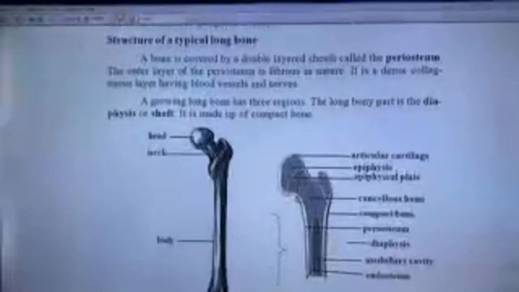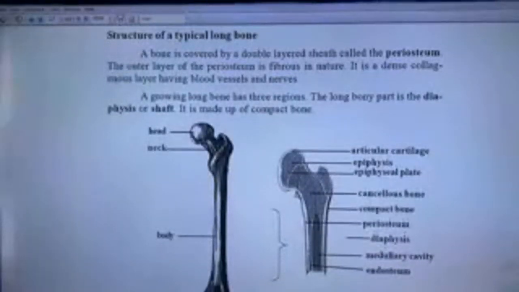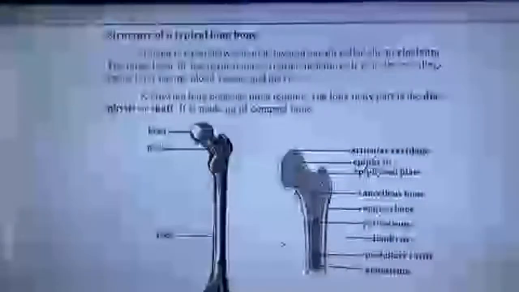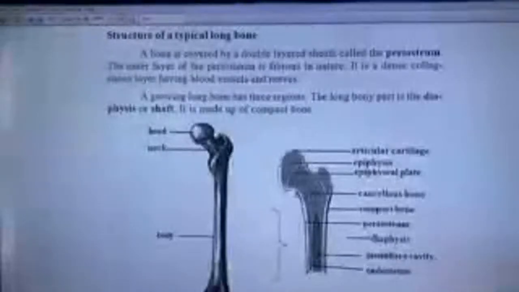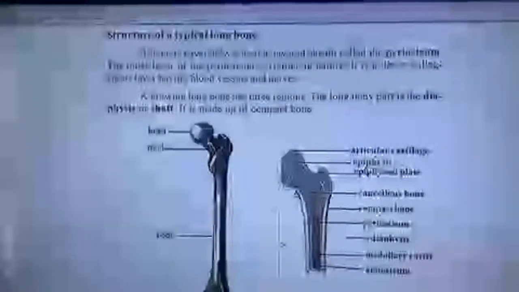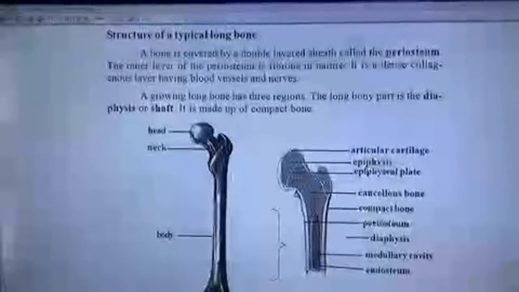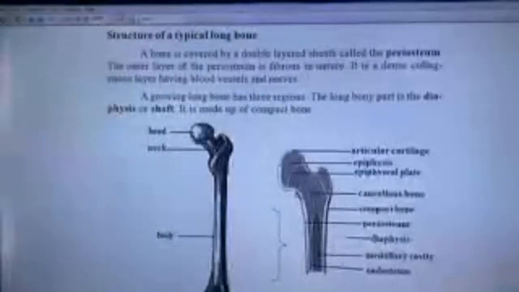Structure of a typical long bone. A bone is covered by a double-layered sheath called the periosteum. The outer periosteum is fibrous in nature. It is a dense collagenous layer having blood vessels and nerves. A growing long bone has three regions. The long bony diaphysis is tube-shaped. It is made of compact bone.